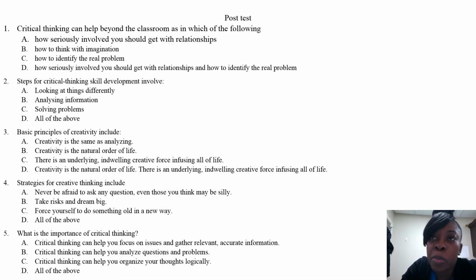Now let's answer some post-test questions on the impact of critical thinking on the community. 1. Critical thinking can help beyond the classroom as in which of the following? A. How seriously involved you should get with relationships, B. How to think with imagination, C. How to identify the real problem, or D. How seriously involved you should get with relationships and how to identify the real problem. 1 is C. 2. Steps for critical thinking skills development involve A. Looking at things differently, B. Analyzing information, C. Solving problems, or D. All of the above. 2 is D.